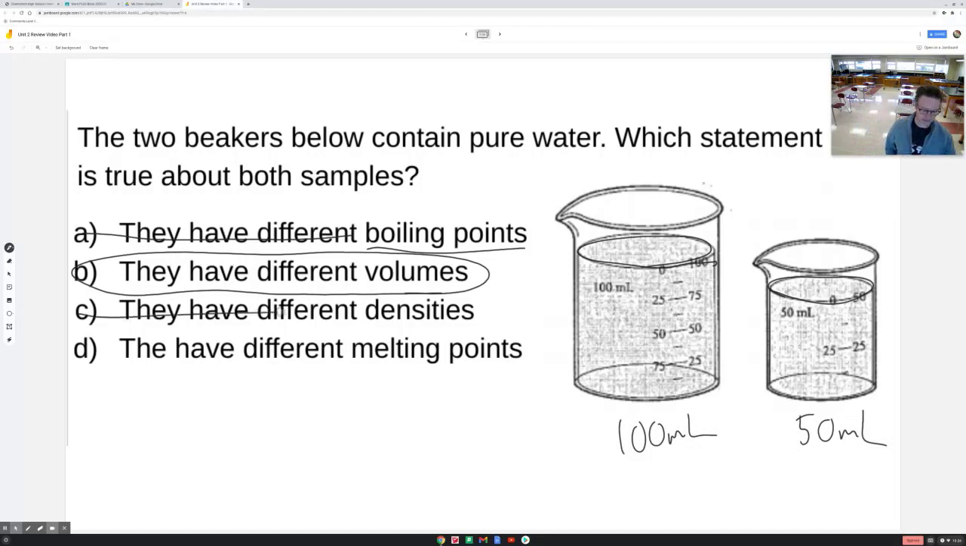Do they have different densities? No. Density is another intensive property. The density of water is 1 gram per milliliter. We use this in the aluminum foil lab. Density is a property of a substance which doesn't change based on how much there is.